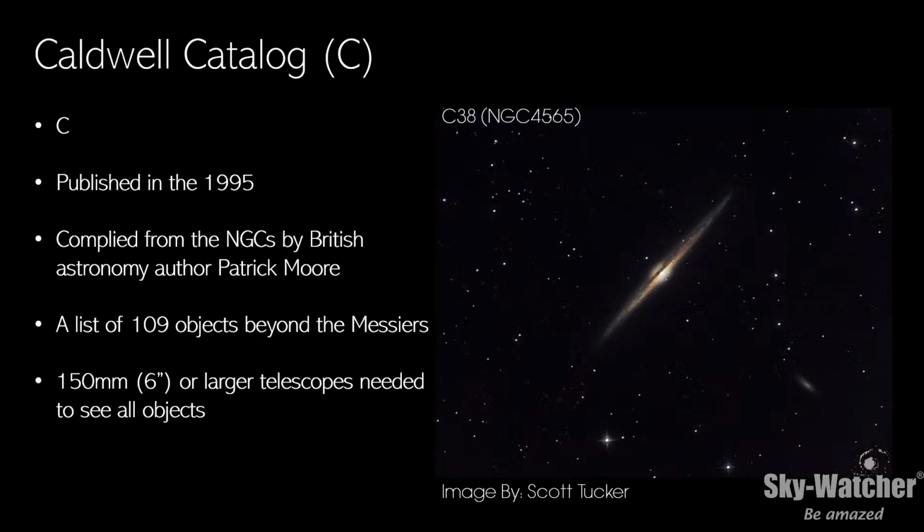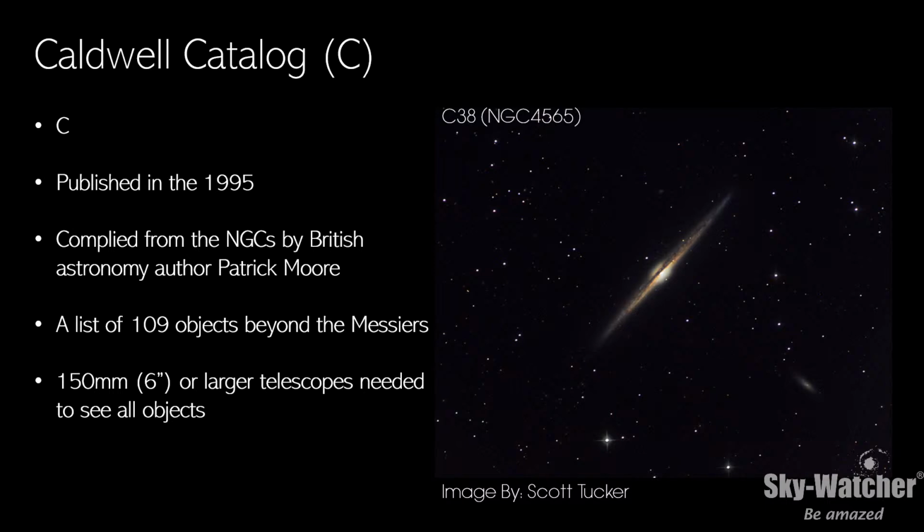A similar collection to that is also the Caldwell Catalog. The Caldwells were published in 1995. This is another list composed by famous British astronomy author Sir Patrick Moore. I think his middle name was Caldwell, so that's where the name comes from. He built a list of 109 objects beyond the Messiers. They're pretty much all NGCs as well.